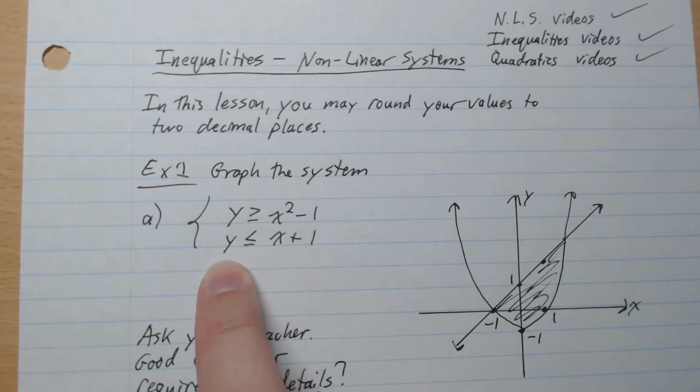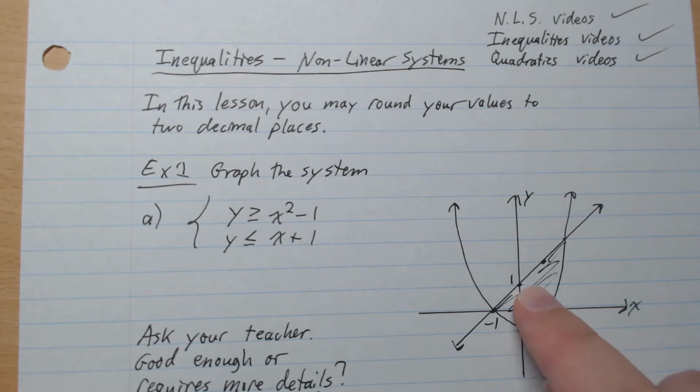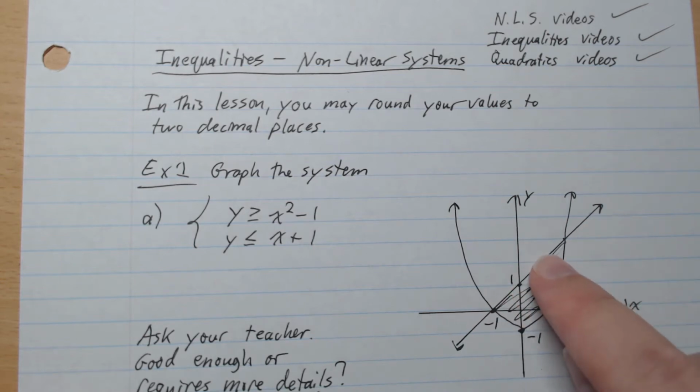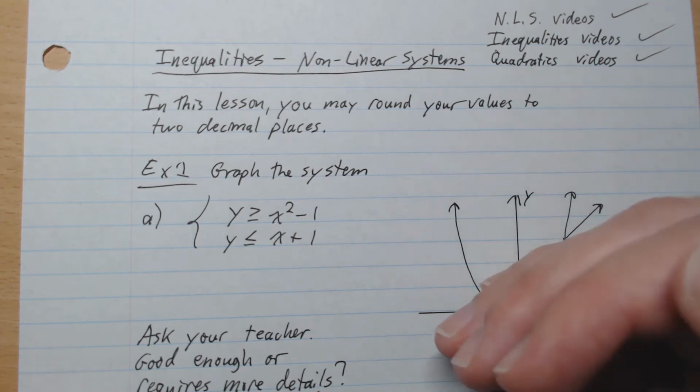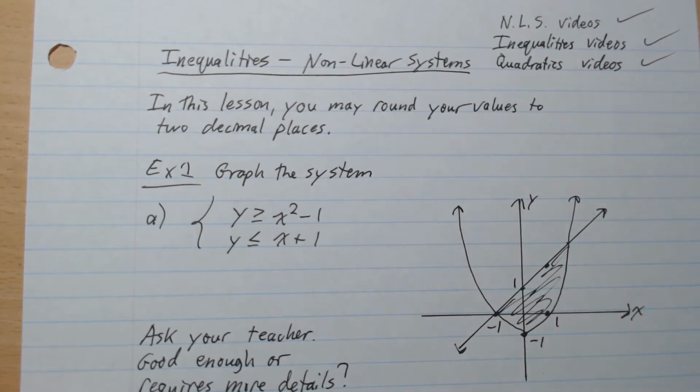Our second equation here, or inequality, y less or equal to x plus 1. Right, so you go up 1 and then you do your slope of 1, over 1 up 1, over 1 up 1, and so that is our x plus 1, like that, and we are below it, like that. So what's in common is this area here. This is the solution region of the system.